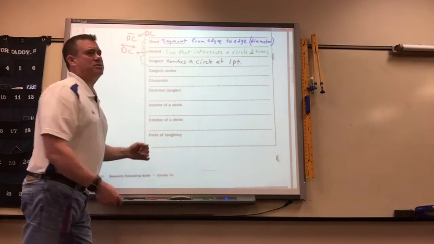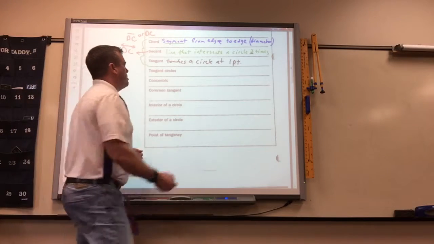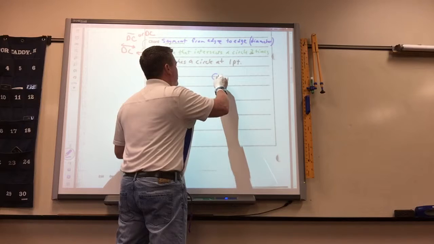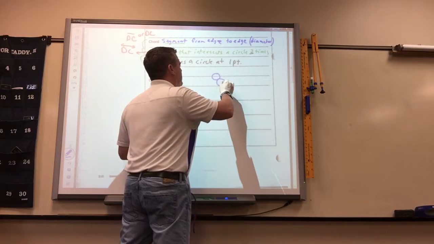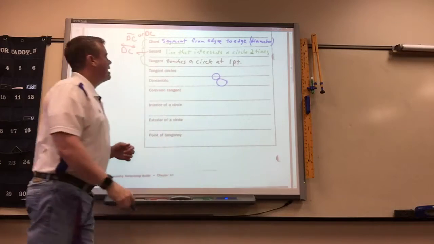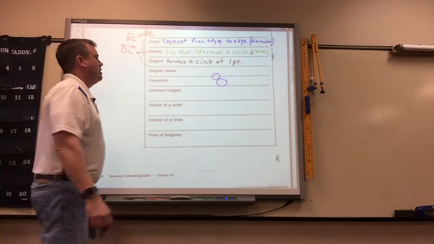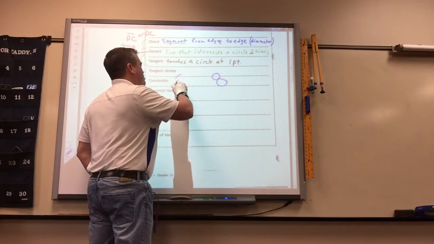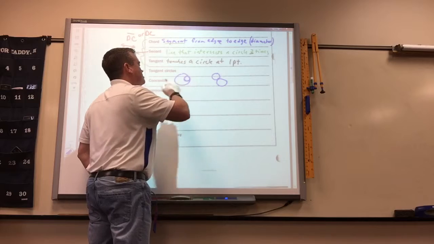Tangent circles. If you know the meaning of tangent, it just touches at one spot. So if two circles are tangent, that means they're just going to touch at one spot, right there. Okay? Concentric is when you've got a circle and then another circle inside it, like that.